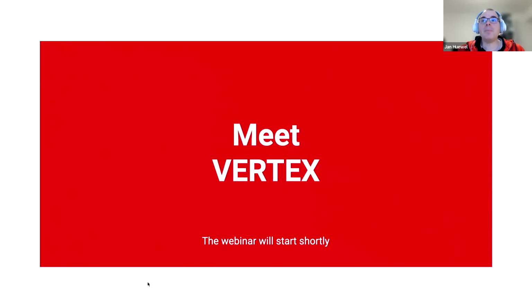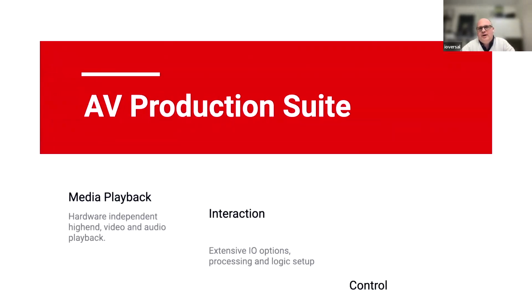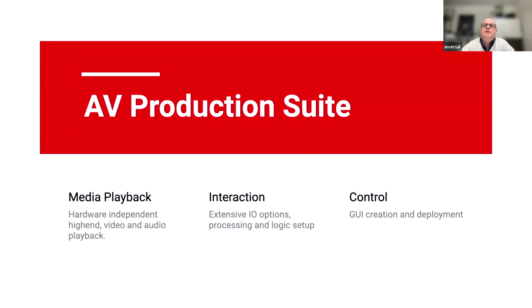Okay, then off we go. What is Vertex? What is behind that name, so to speak? When we created Vertex, we looked at what media servers are today, and in many cases it's a very big, very expensive box, hardware and software in one big combination. We thought, what is the future of this kind of system going to be? What we came up with is what's called an AV production suite. We are looking to put three core functionalities, which we always see in media processing, into one application: media playback, interaction, and control.